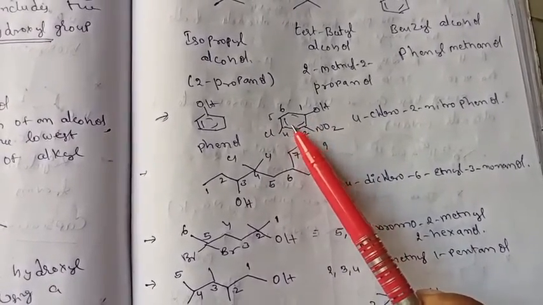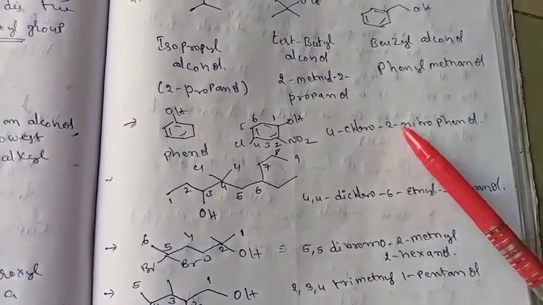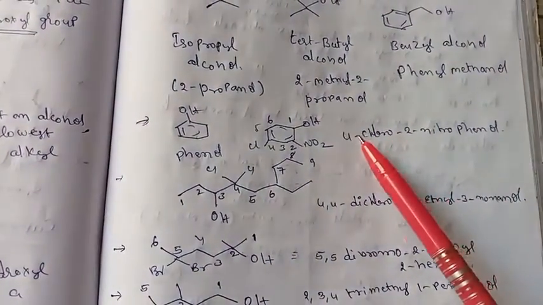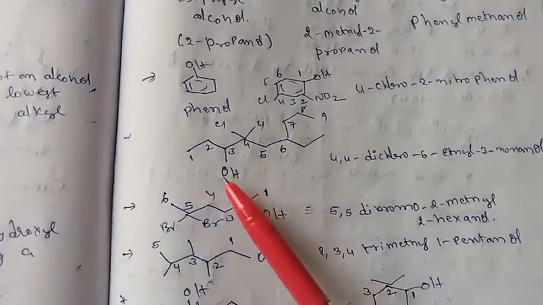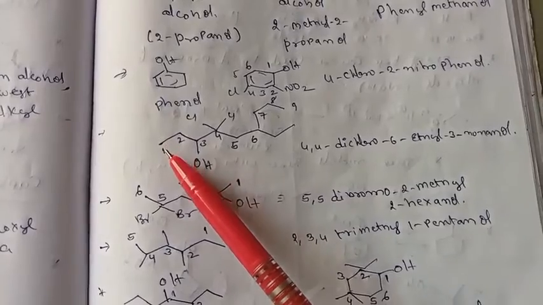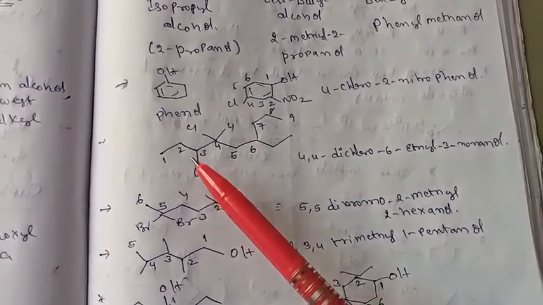So 1, 2, 3, 4, 5, 6, 7 like that. So now 4-chloro, 2-nitro phenol is the nomenclature. And also a very important example, you can see the nomenclature of this one: the highest chain, and also the functional group has to be covered.